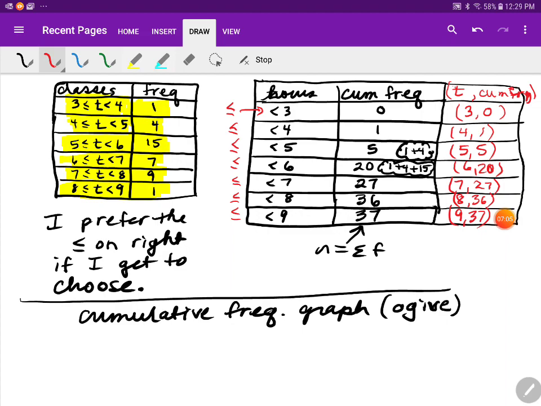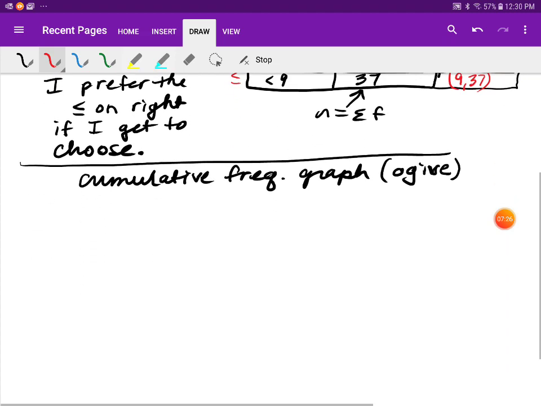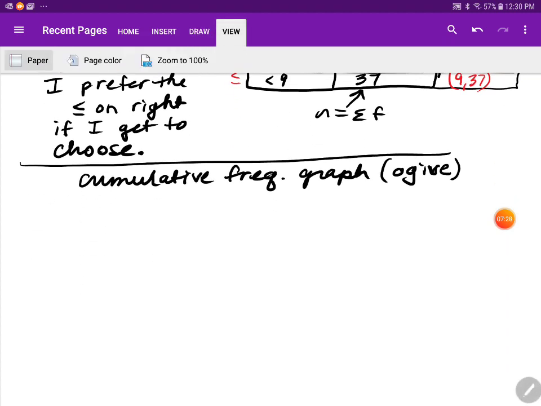Okay, so then we're going to graph these points. Let me write them on a piece of paper so that I can scroll down. But basically we have 3, 0, which we're going to graph. We're going to graph 4, 1. We're going to graph 5, 5, 6, 20. We're going to graph 7, 27, 8, 36, and 9, 37. Okay, so let me go down here. Let's make sure I'm on graph paper.